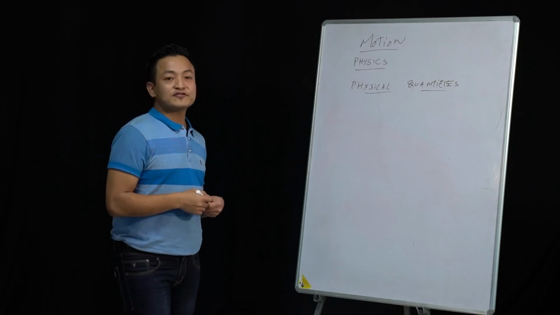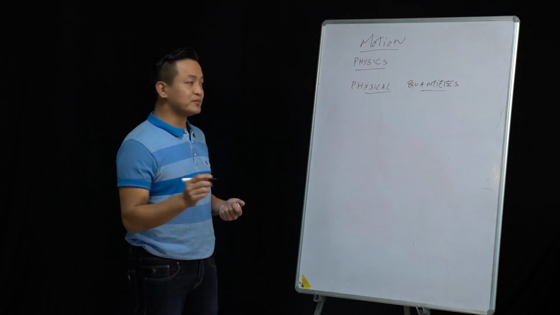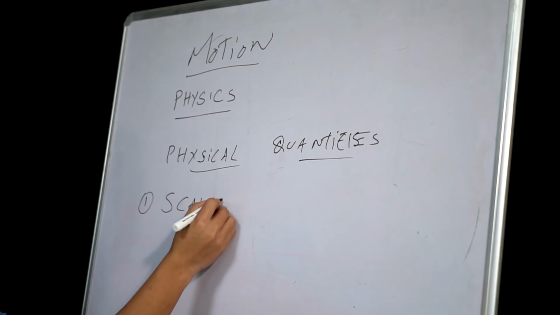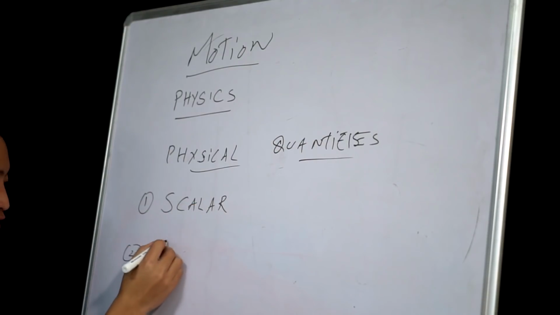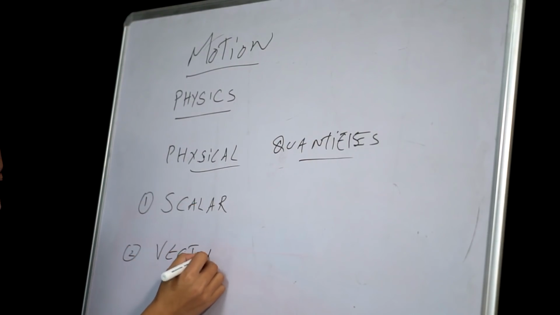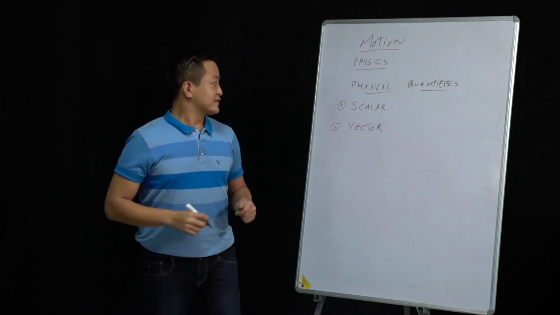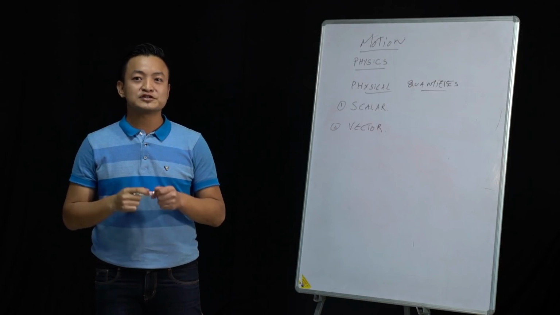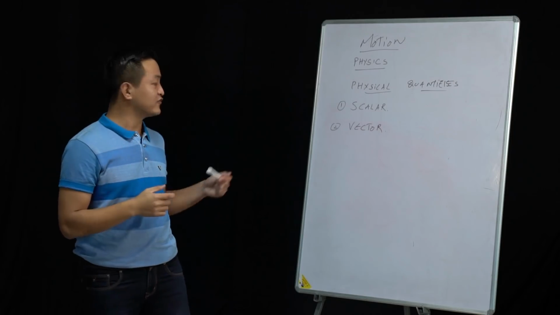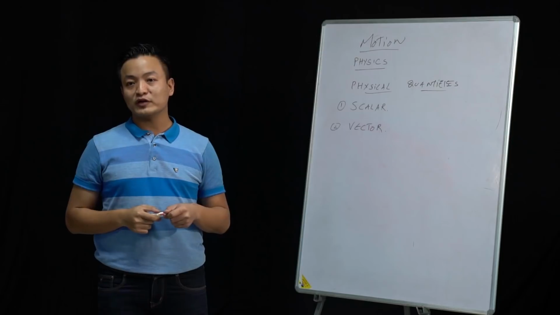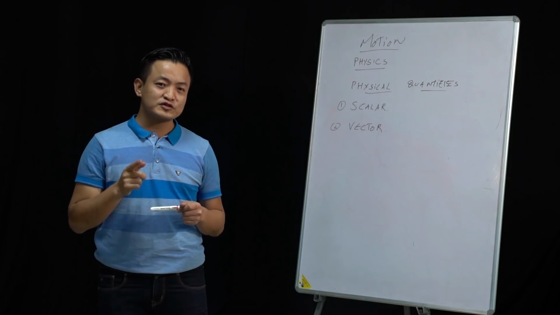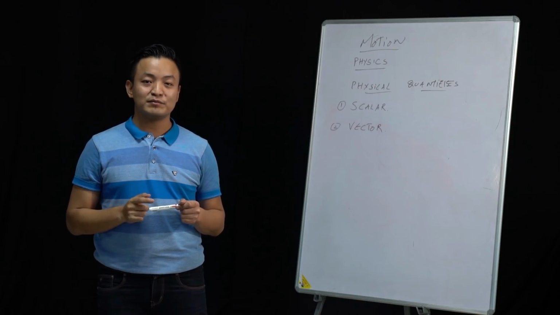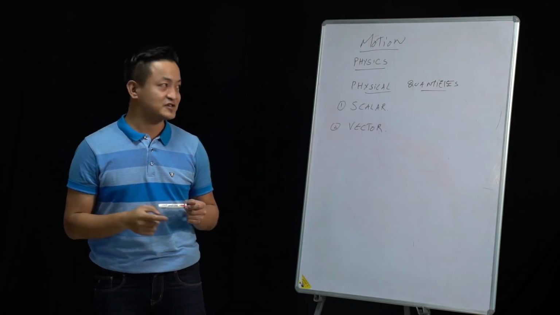So there are 2 different types of physical quantities, which is very important. The first is scalar quantity. The second is vector. Scalar and vector quantity, and these 2 are very important and you must know them in order to learn physics. So what is scalar quantity? Scalar quantities are those physical quantities which are dependent on magnitude but independent of direction.